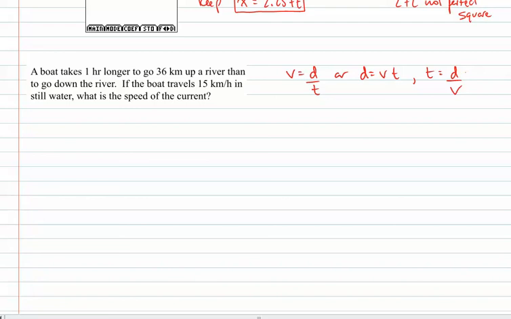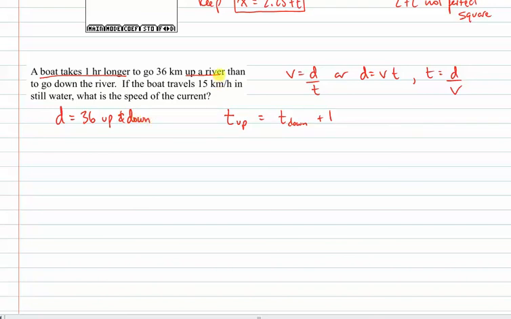Alright, we have some information here. It says a boat takes 1 hour longer to go up a river. So I could form an equation saying the time to go up equals the time to go down plus 1, because the down trip is a shorter time trip. So that uses that information. Now notice I also have distance of 36 kilometers both up and down. We're going to need that.